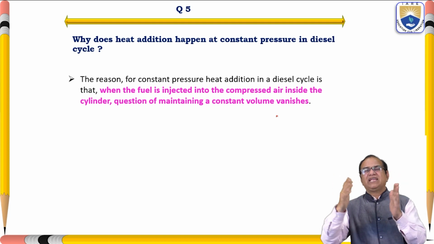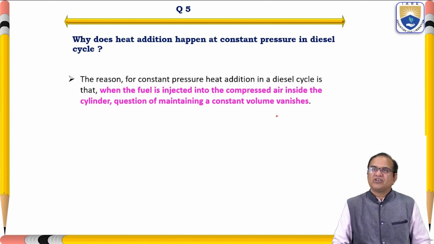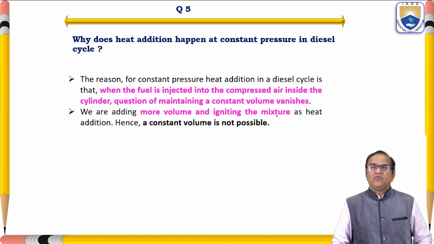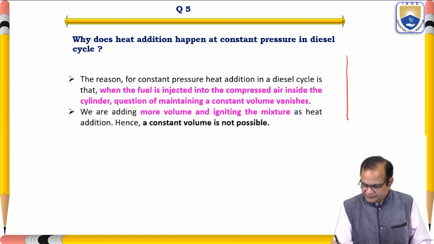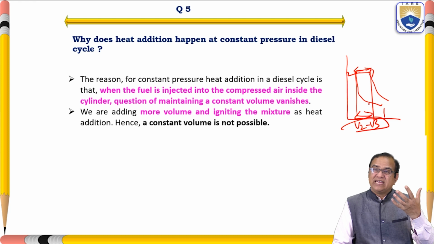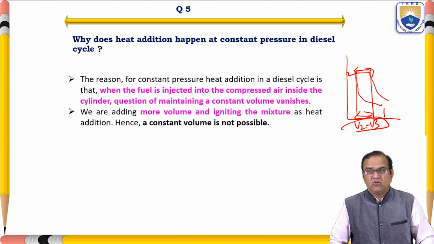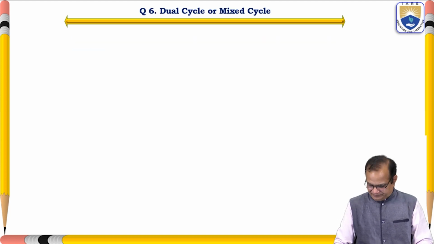So a little expansion has to take place at constant pressure. So we are using the constant pressure process. We are adding more volume and igniting the mixture. In this process, if you see here, we are adding this much volume, from V2 to V3. This much volume is taken for the burning of the fuel. So it is not a constant volume process, but a constant pressure process.